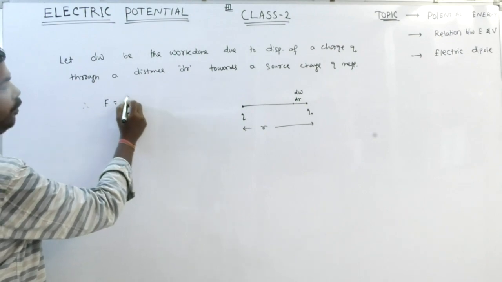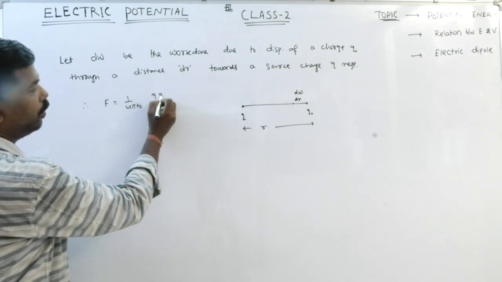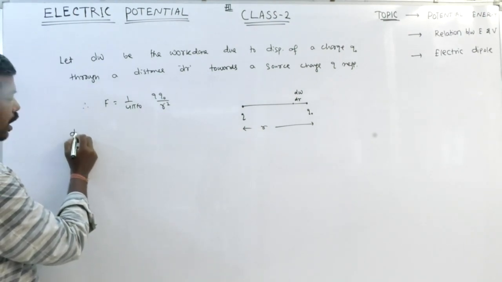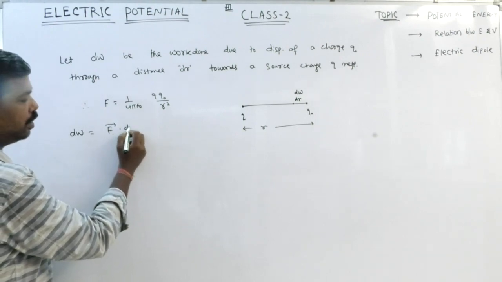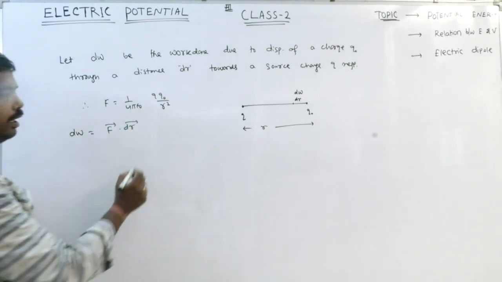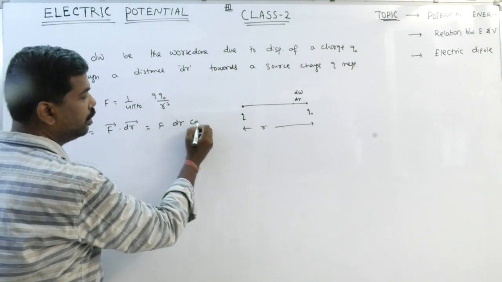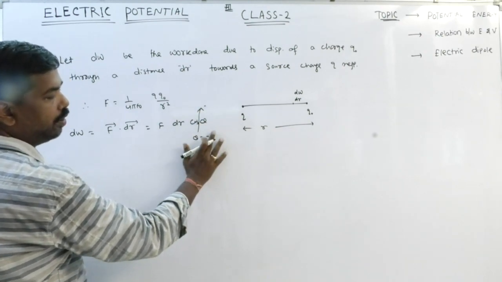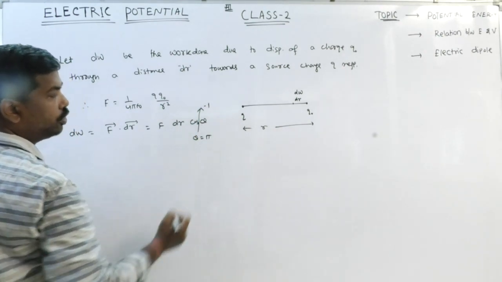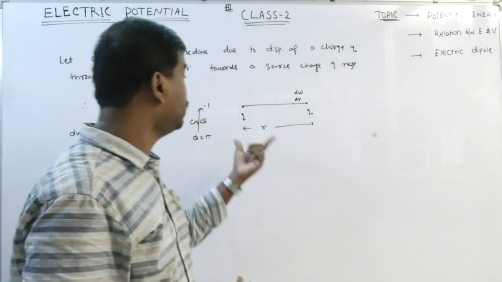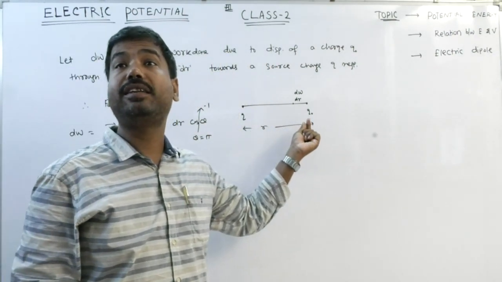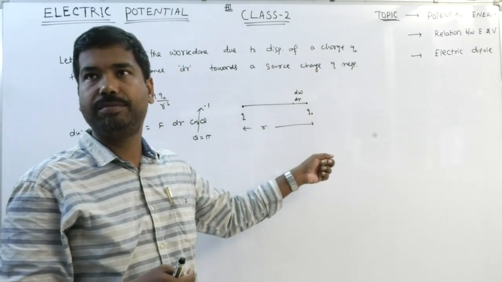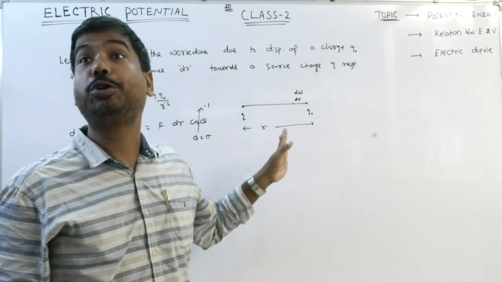Therefore, F is equal to 1 by 4 pi epsilon 0 Q0 by r square, that is the electrostatic force. I can write dW is equal to F dot dr, that is F dr cos theta. Theta is pi and cos theta is equal to -1. It means two similar charges, or like charges, repel each other. But to make them closer, we have to do some work against it, and that energy gets stored. That is called potential energy.